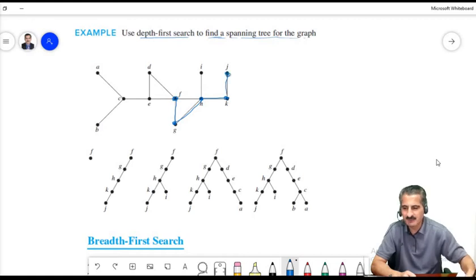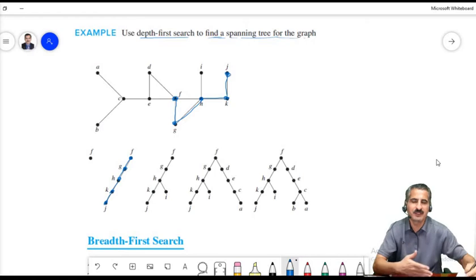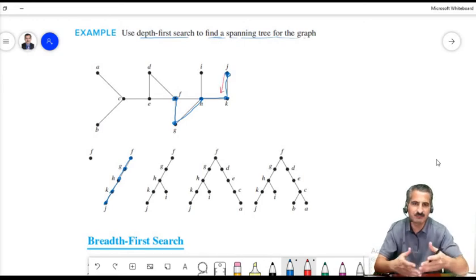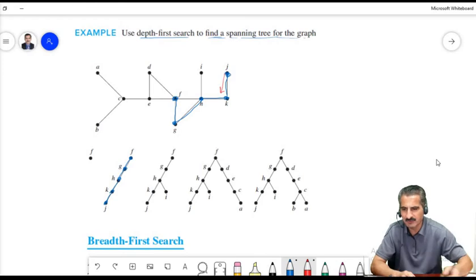Okay, so it made that path. Now at J we cannot move anywhere, so the algorithm says, okay, go back a vertex. So you are at K. Can you move and make a new path? No. Okay, so go back one more vertex, and then we are at H. Can we move somewhere? The answer is yes. We can move to I.